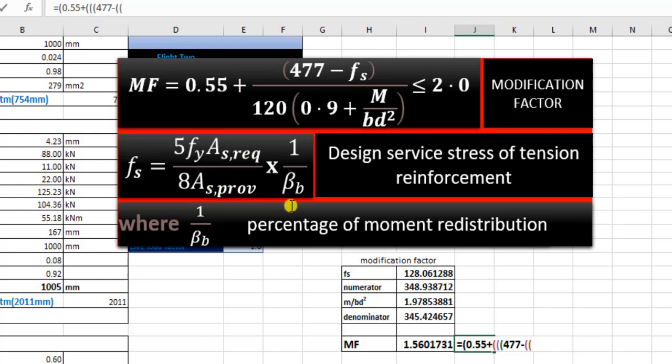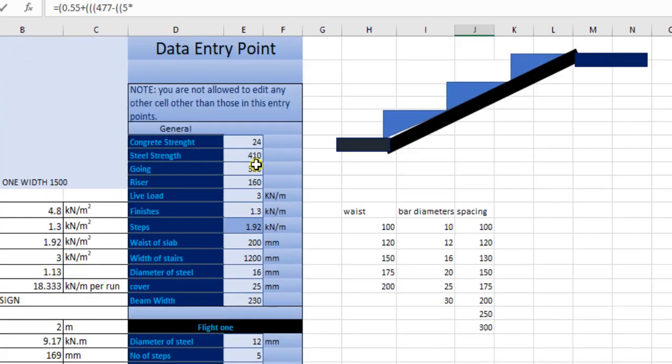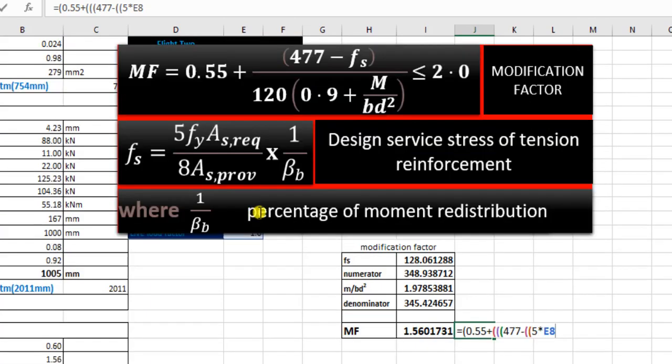We are entering fy now. So we are saying 5 times the fy, this is the fy, times the As required, this is close, divided by, open another bracket, 8 times the A provided, close the bracket, close the second one. We are through with that, and then close.